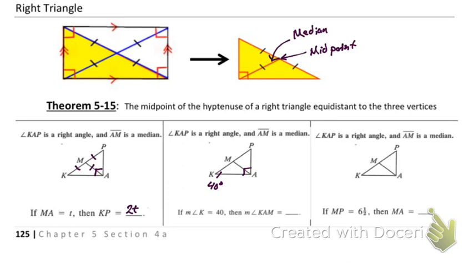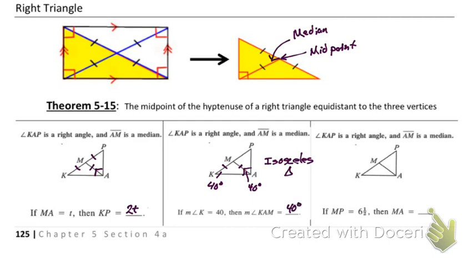You want to take a shot at it? Is it 40? It is 40. Do you know why it's 40? Because it's an isosceles triangle. I purposely didn't write it on there, but if we look at MK is congruent to MA, that's an isosceles triangle. So that means KAM must be 40 degrees.